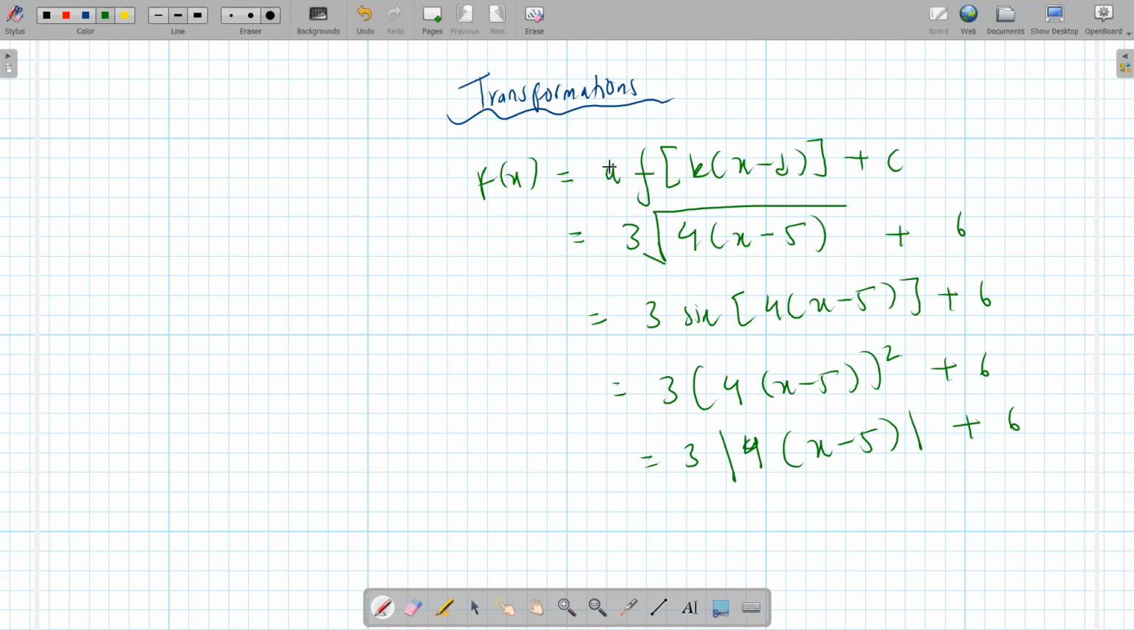Now let's talk more about what a, k, d, and c mean. a, if it's positive, does nothing. But if a is negative, it's a reflection in the x-axis. And a is the vertical stretch factor.